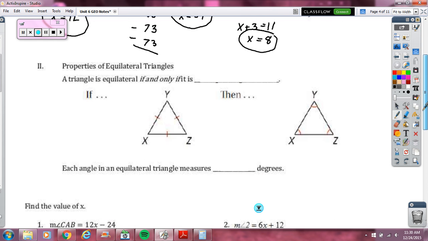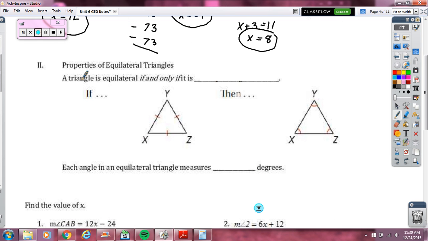Alrighty, now let's look at equilateral triangles. You'll notice that a triangle is equilateral, so all sides the same, if and only if it is equiangular, meaning all the angles are the same. And we've got a picture of that here. So if all the sides are the same, then all the angles are the same, and vice versa. And like we said before, each of the angles is 60 degrees.